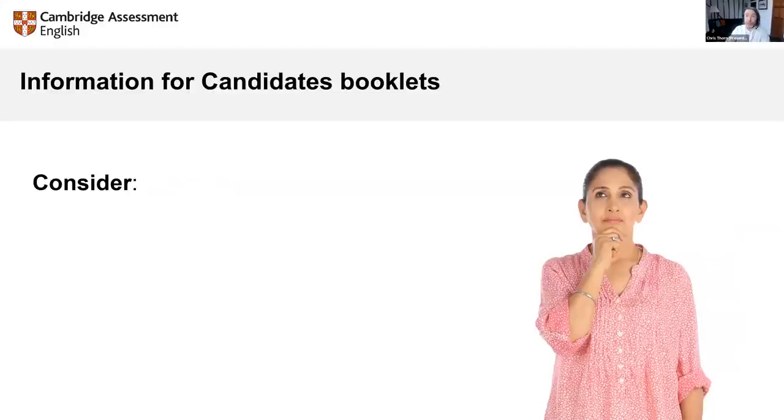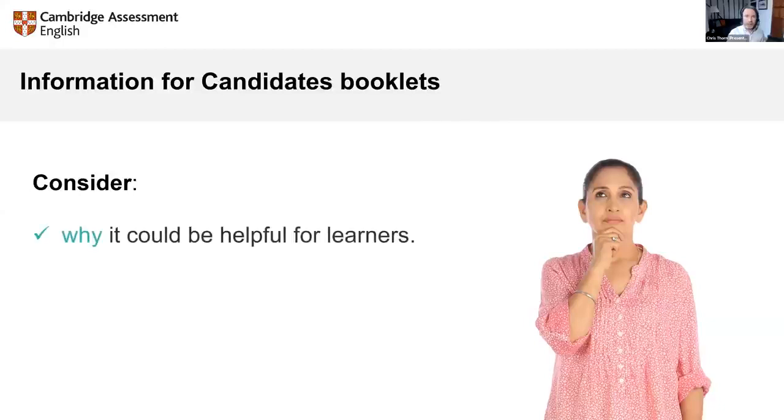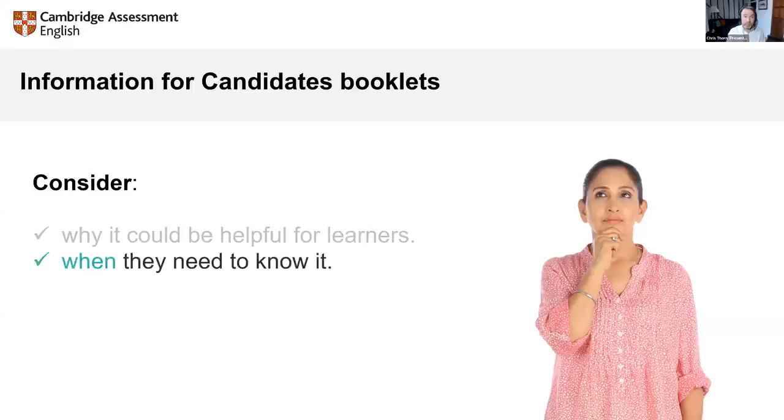Now, as I walk you through these booklets, I'd really like you to reflect and think about how you could apply some of this with your learners. So as we look at individual content, think about why it could be helpful for them, how they could use it. Think about when they might need to use it in their learning journey.